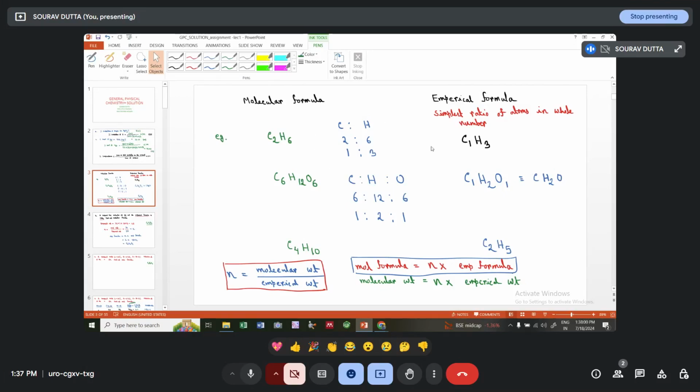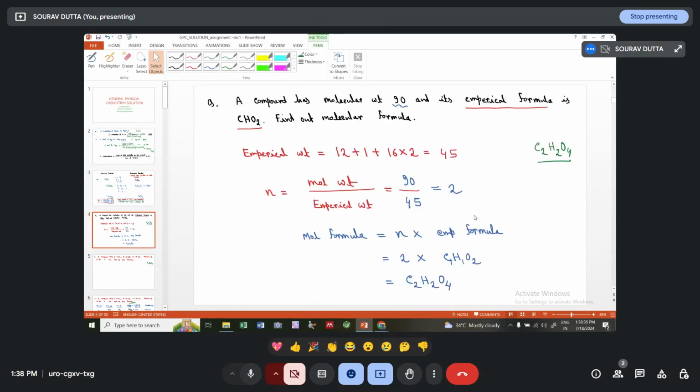So what is the relation between these two? Molecular formula equals n into empirical formula, where n is an integer. It can be 1, 2, 3, 4 and so on. It cannot be a fraction. It is a positive integer. Another relation between these two is n equals molecular weight divided by empirical weight. Using these two formulas we can easily calculate empirical formula or molecular formula, and related problems can be solved easily. Now I am moving to the problem.